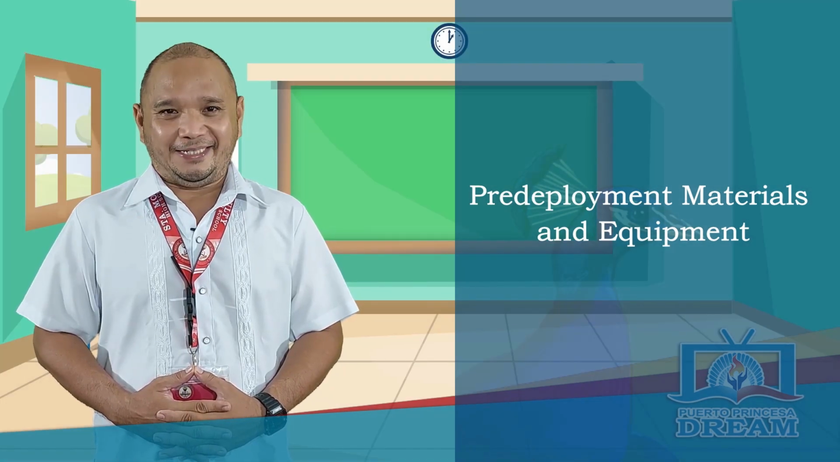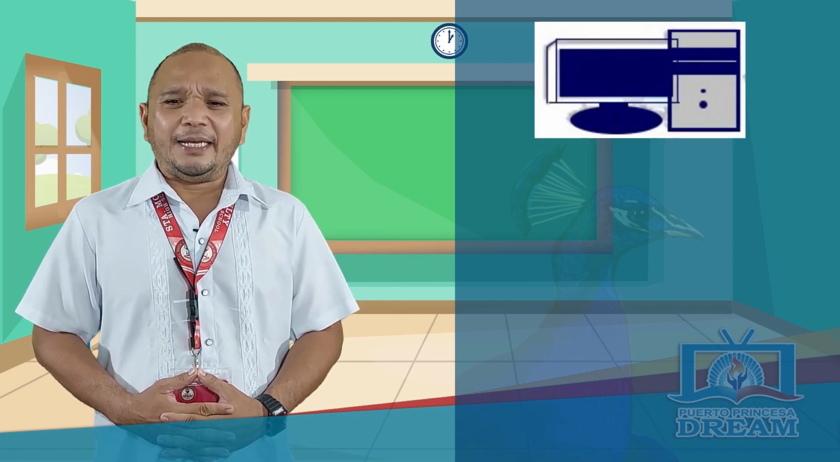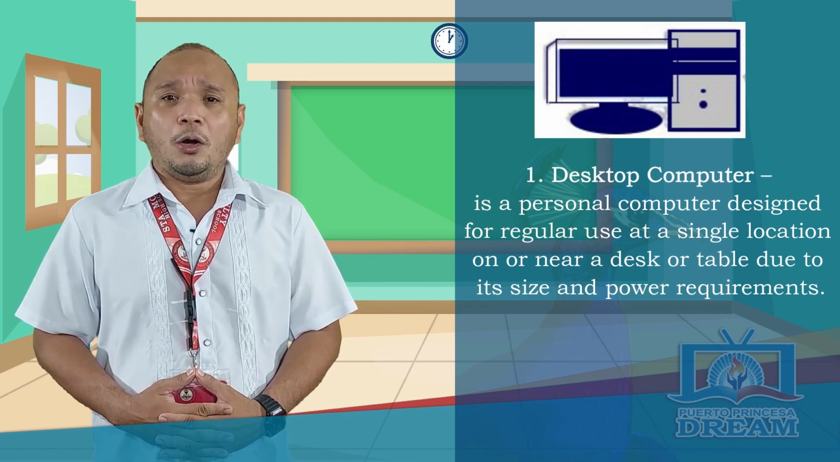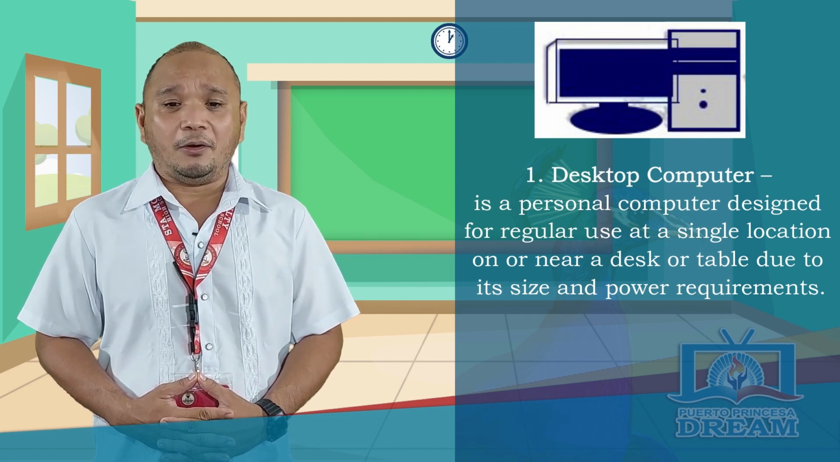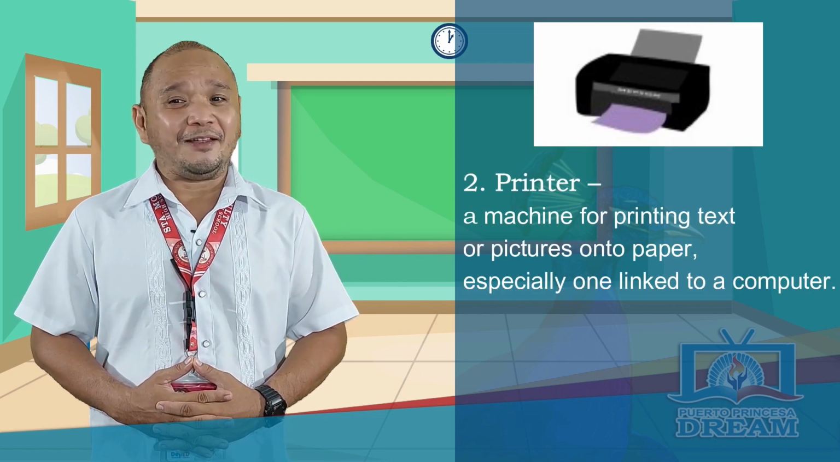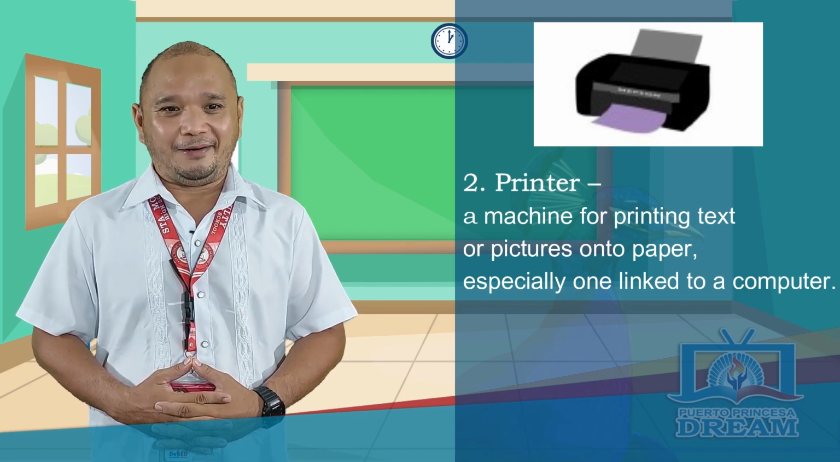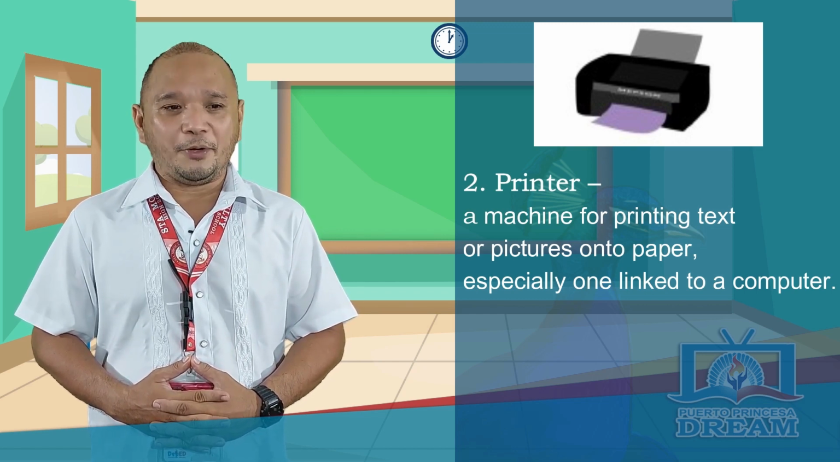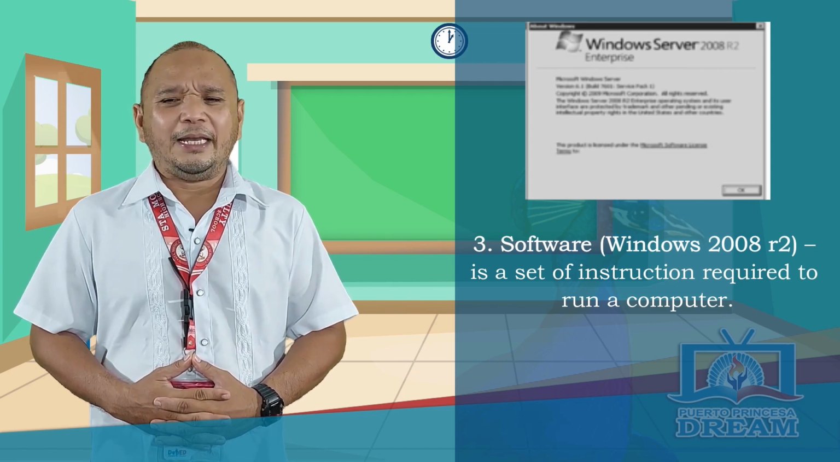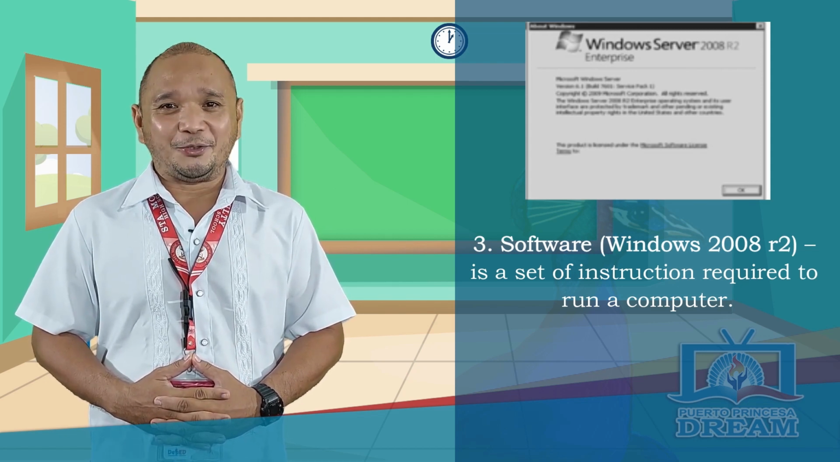Pre-deployment materials and equipment. Number 1, desktop computer. It is a personal computer designed for regular use at a single location on or near a desk or table due to its size and power requirements. Number 2, printer. A machine for printing text or pictures onto paper, especially one linked to a computer. Number 3, software. Windows 2008 R2. It is a set of instructions required to run a computer.